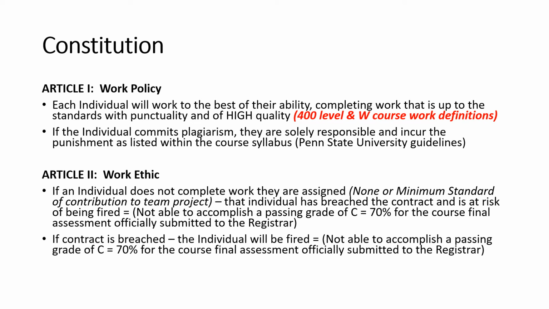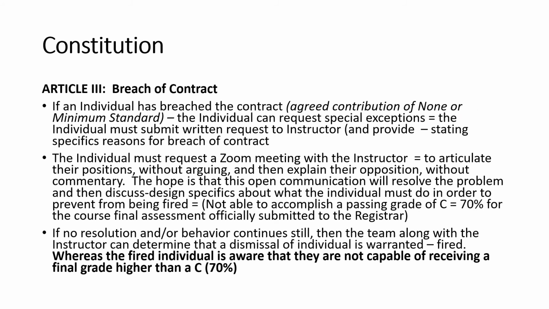Article 2 then is work ethic. Again, what we've talked about here is the need to do above average work. If it's none or a minimum standard, then we're talking it's below 70%, and then obviously you're at risk of getting below a C grade. Again, what we'll do is talk about that. Then you breach the contract. And in the business world, if you breach the contract, then you have the potential to be fired. What we'll use for the course is that means you don't have an opportunity to get a C grade. You're going to get a D or an F.